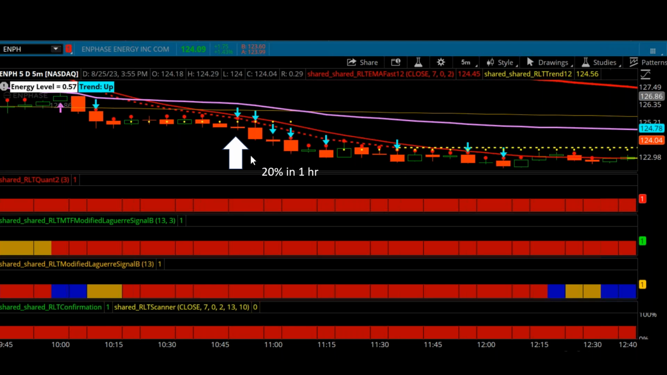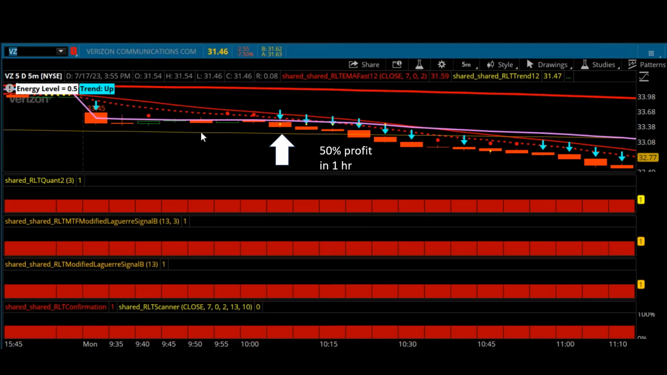We're in it for an hour, out for 20%. So I think you can see these things. And again, here's the 5-minute chart. The VWAP becomes a key. See how we break below the VWAP right here? Everything's red. We're waiting for compression to break. Compression breaks. There's the pop out of the box symbol for compression break. Take it here, 50% in an hour on Verizon.